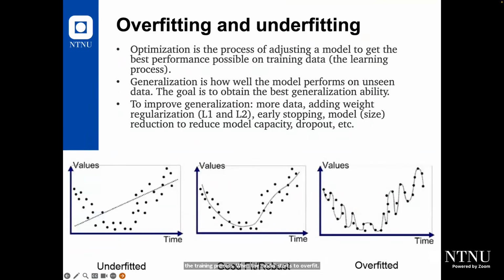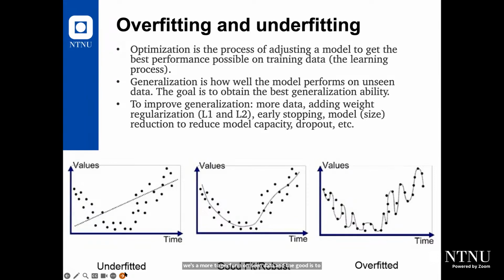Overfitting and underfitting. Optimization is the process of adjusting the model to get the best performance possible on the training data during the learning process. Generalization is how well the model performs on unseen data, and the goal is to obtain the best generalization ability of your model, right?